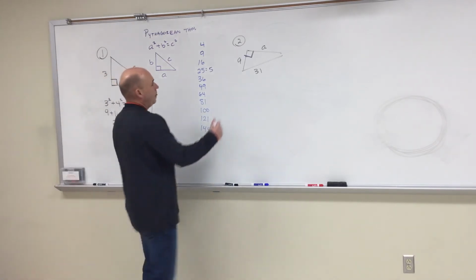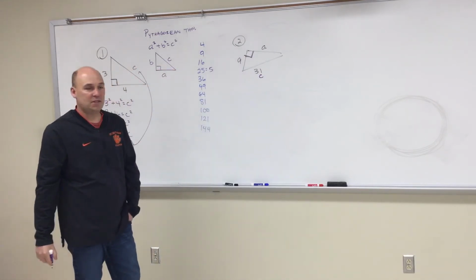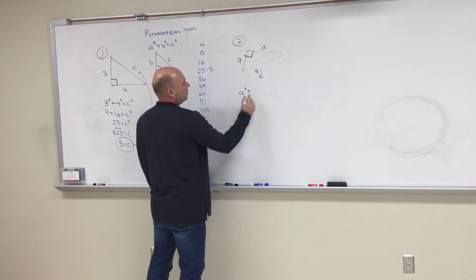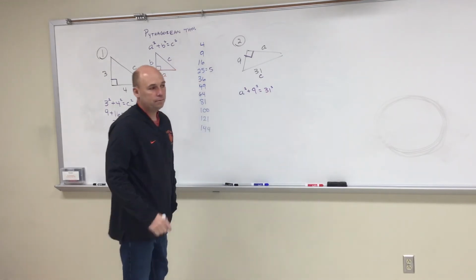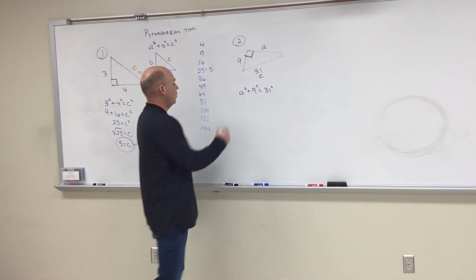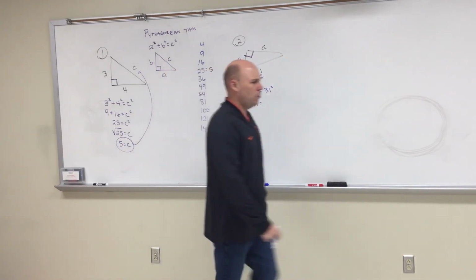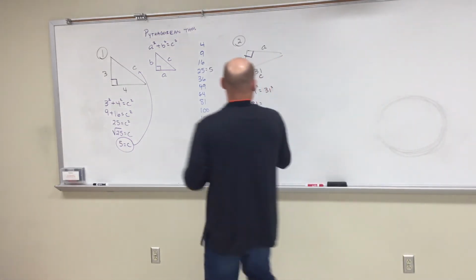Number 2 over here. All right, here's my right angle. So this has to be my c value. 31 has to be my c value. So I'm going to say a squared plus 9 squared is equal to 31 squared. Okay? So when I do a squared, it's a squared. When I do 9 squared, it's 81. When I do 31 squared, I'm not too sure, so I'm going to grab the calculator. 31 squared is 961, because of course it is.